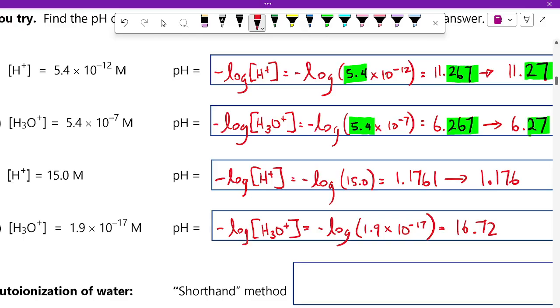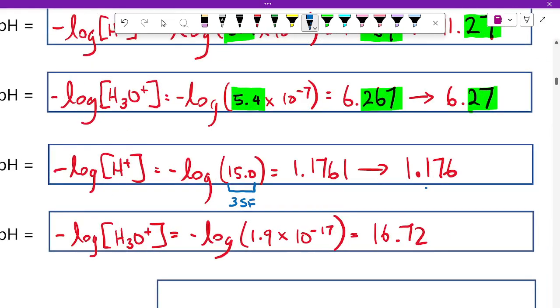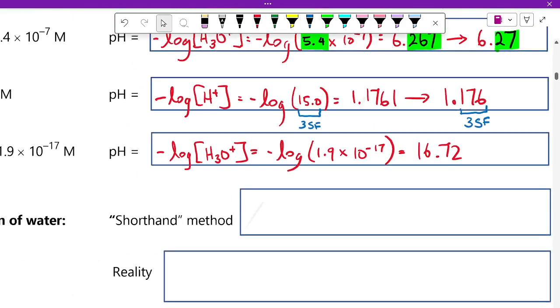Okay, and just watch that the 15.0 has 3 sig figs, and so for C, you should have had 3 numbers after the decimal to have 3 sig figs. And these two are in here to prove that you can have fairly low pHs and fairly high pHs. You'll notice this one went above 14.